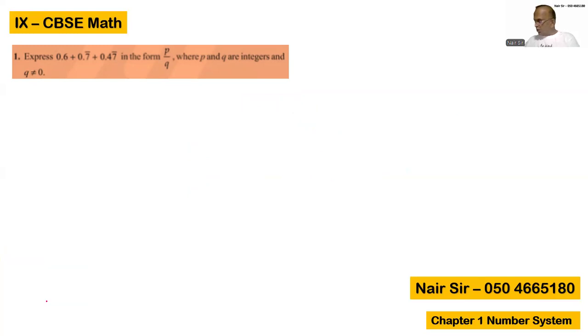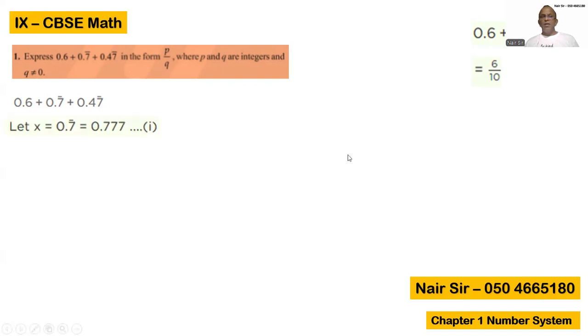Now let's get into our PPT. First thing first, I've got this. I'm solving for this. I can write this like this, keeping it on my right hand side. The first one, I have solved it: 6 upon 10. Now let me look for the second one, that is 0.7 bar. And that is what I'm writing like this, giving it equation number 1.